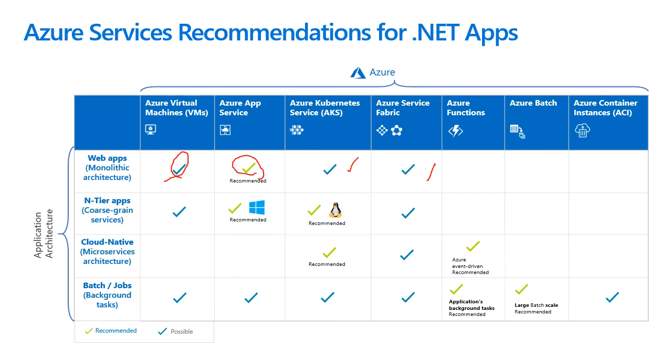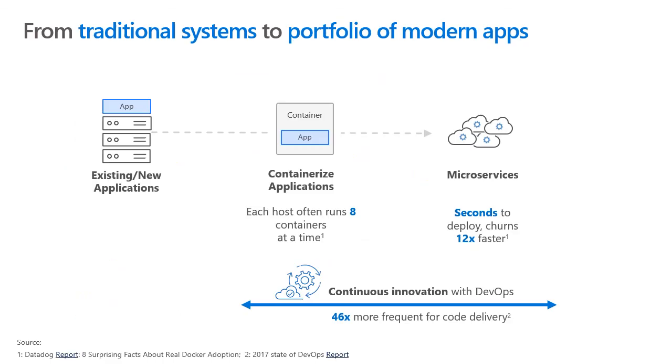If it is a cloud native or microservices architecture based application, you can see that App Service and VMs won't work for that. What's recommended is putting it on containers and running it on AKS, or you can use Service Fabric for that because of the cloud native microservices nature. And then you can follow the same logic to understand this table.